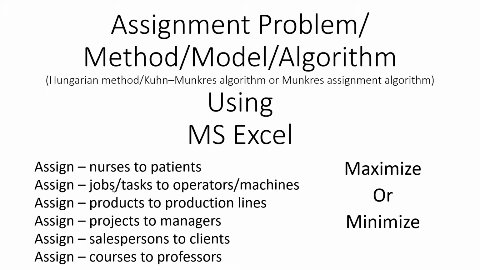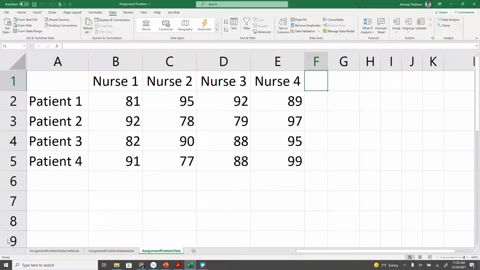So same thing, products to product lines, a bunch of projects to some project managers, salespersons to clients. So how should you organize them so that you can increase the satisfaction or minimize the cost or something like this? You can use it in both ways. So well, let's see an example of how to solve these problems using Microsoft Excel.